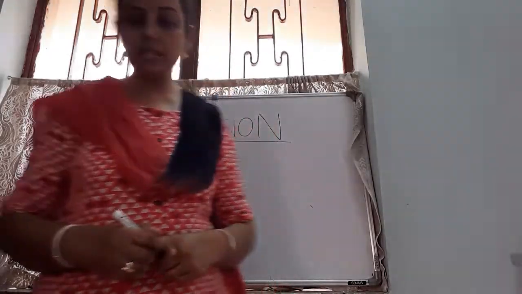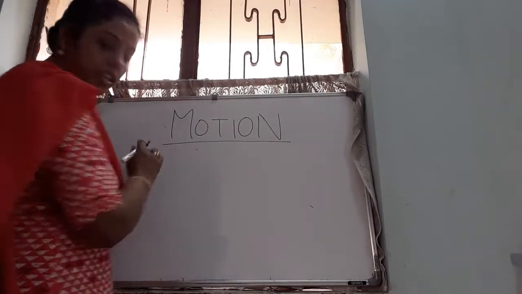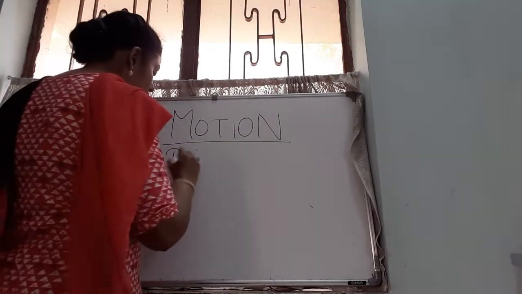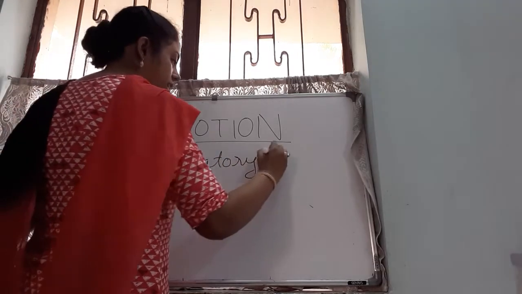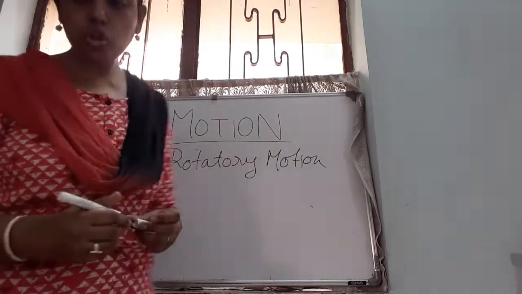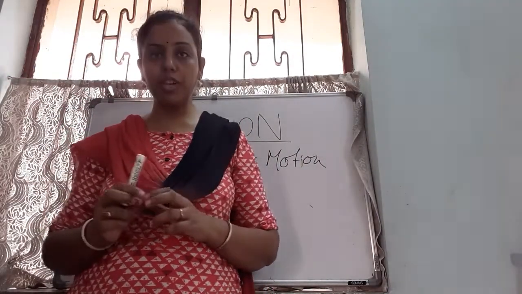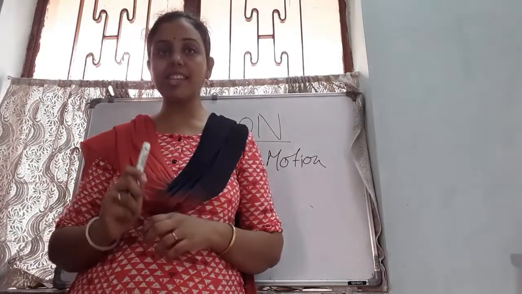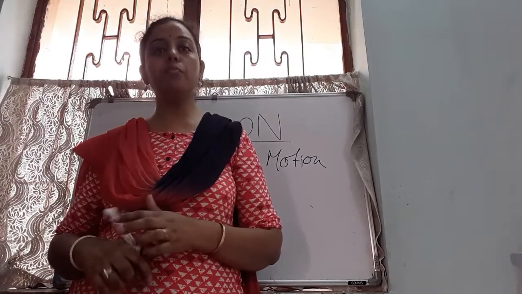This is from the second part, that is our second type, the motion that is known as rotatory motion. What is rotatory motion? Rotatory motion means when a body is moving surrounding a fixed axis.